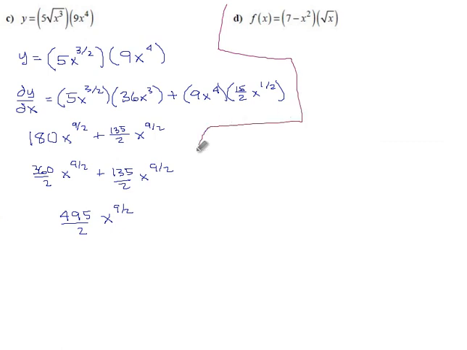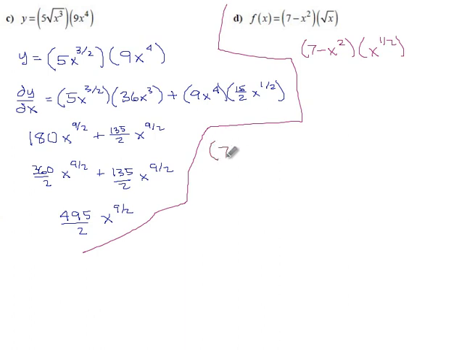Now, how about this next thing? We have 7 minus x squared, fine, and, oops, 7 minus x squared, and root x, which I will write as x to the 1 half. So, first d second plus second d first.